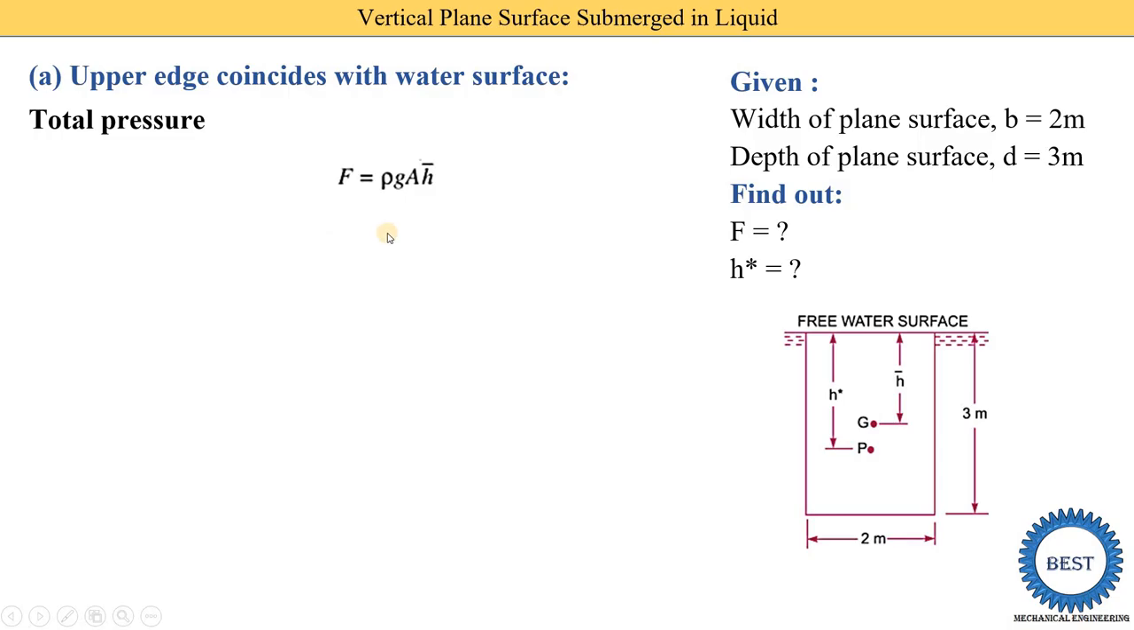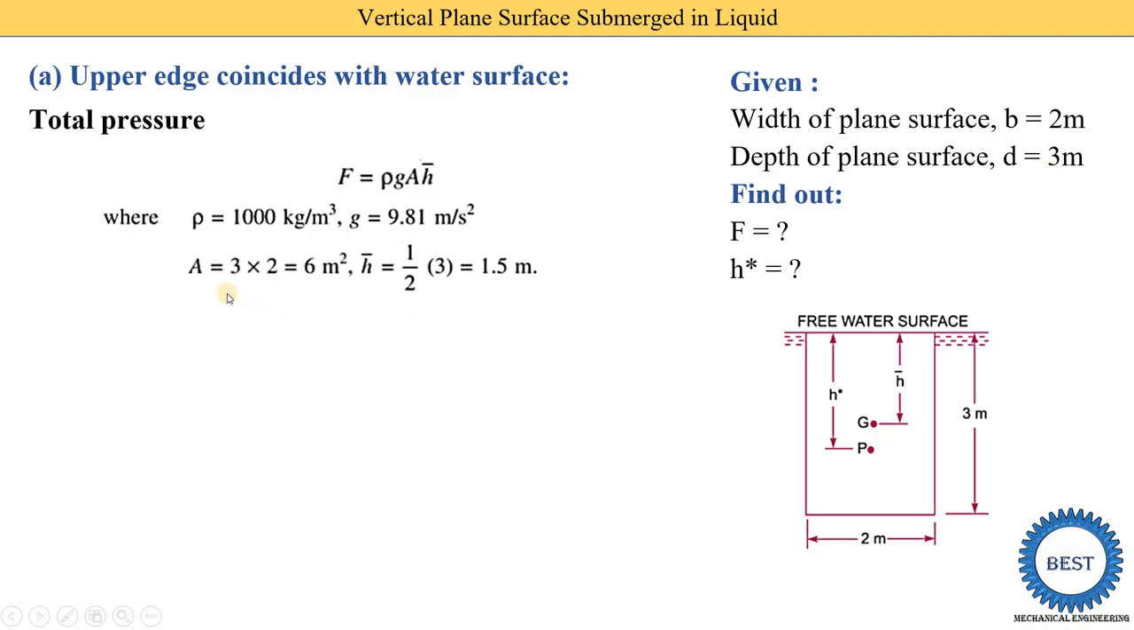Now here water is given as the fluid. So we mention the fluid is water and the density of water is 1000 kg per meter cubed, and g is 9.81 meter per second squared. Now we need to calculate A and h bar. What is A? A is width into depth, means B into T. So 2 into 3, it is 6 meter squared area. Now what is h bar? h bar is the height of the center of gravity point from the free water surface.